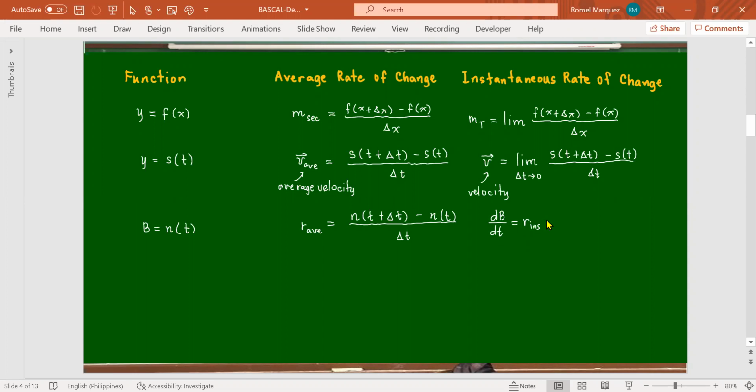Instantaneous. So this is equal to the limit as delta t approaches 0 of this. What is the difference quotient corresponding here? N of t plus delta t minus N of t, all over delta t, no?